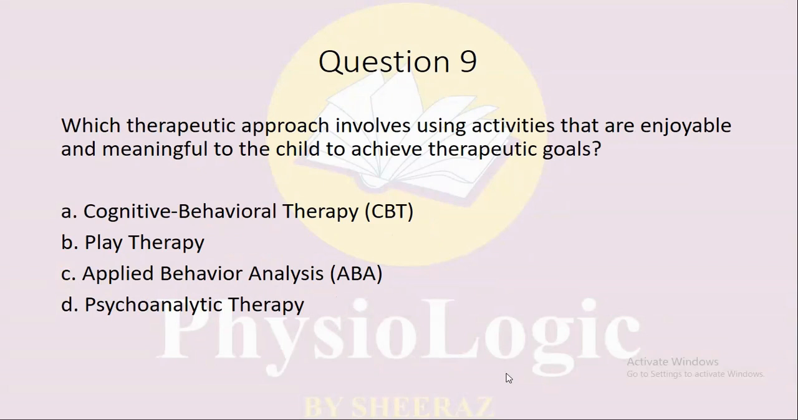Question number 9. Which therapeutic approach involves using activities that are enjoyable and meaningful to the child to achieve therapeutic goals? Option A, cognitive behavioral therapy, CBT. Option B, play therapy. Option C, applied behavior analysis therapy. Option D, psychoanalytic therapy. And the correct option is option B, play therapy.